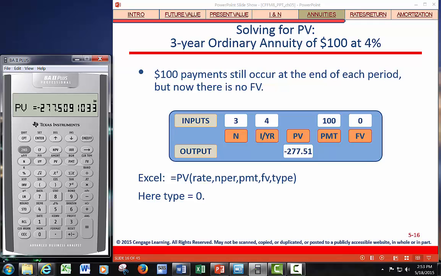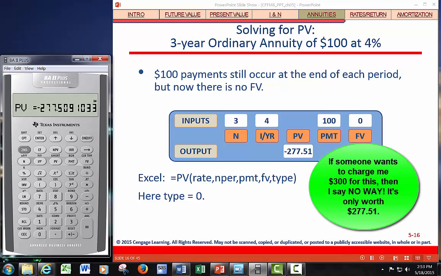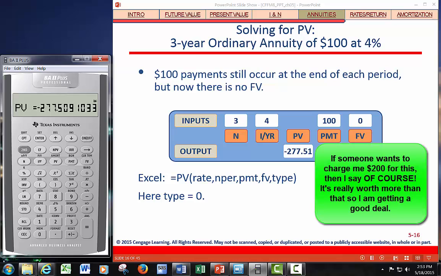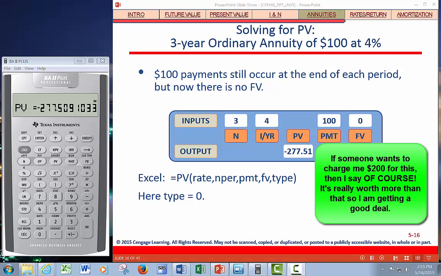If someone told me that this investment costs $300, then I would not invest in this ordinary annuity. This is because I know that it is only worth $277.51 at my required interest rate of 4%. If someone told me that this investment costs $200, then I would definitely buy this because I would be receiving a discounted price and really be earning more than my required 4% rate of return.